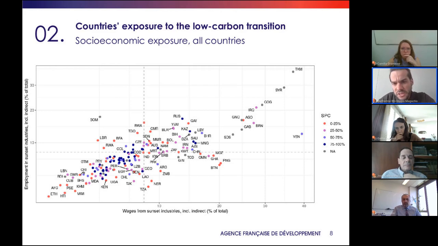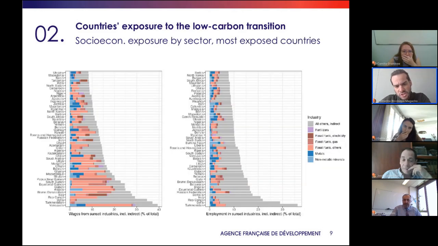And here you have the color of the point, which is social protection coverage. What is social protection coverage? The share of the population that is covered by any social program. Basically, with some exceptions, what we have is that those countries that are more exposed to the green transition or the low carbon transition are the ones where the population is predominantly not very covered by social protection. So there will be a lot of employment destruction. They will lose a lot of employment. And because they are not covered by any social protection system, there will be a lot of social issues that we need to care about. We need to think about them when we are thinking about the transition.